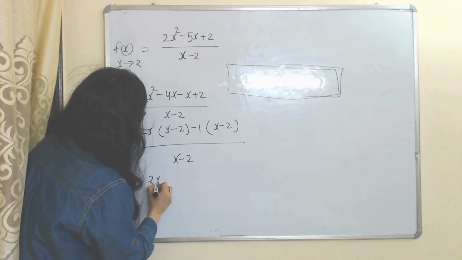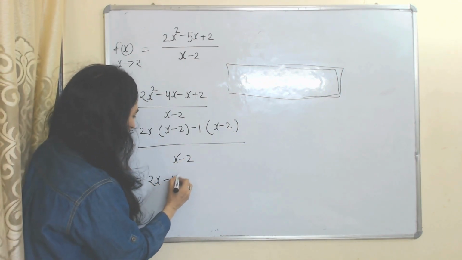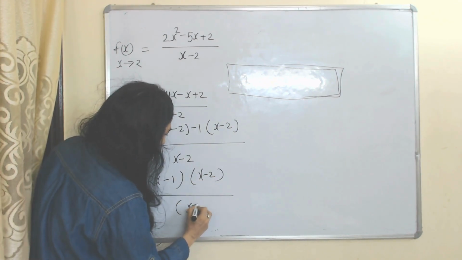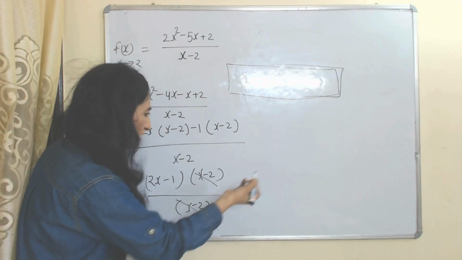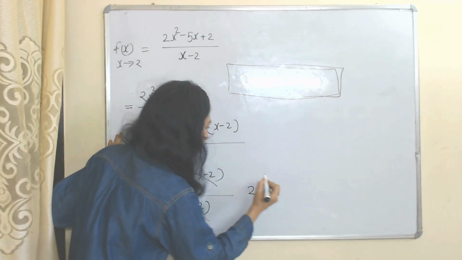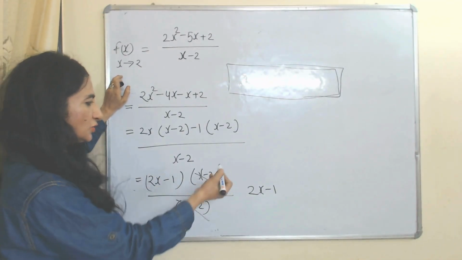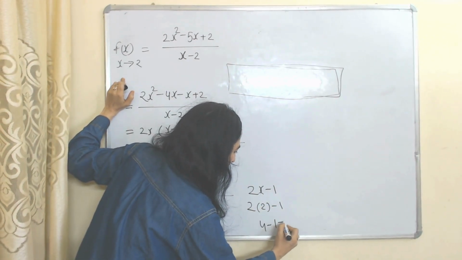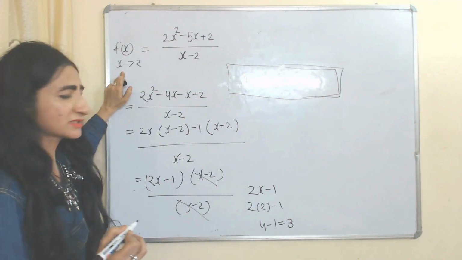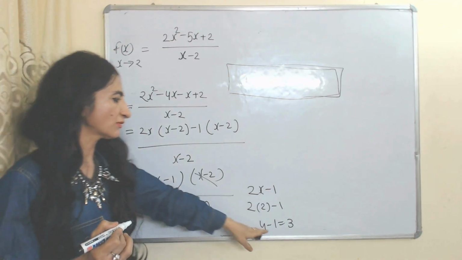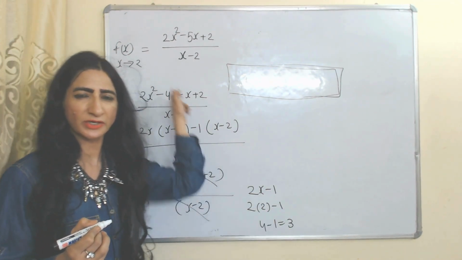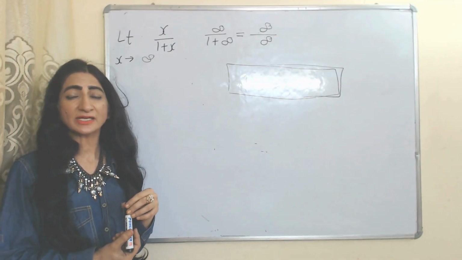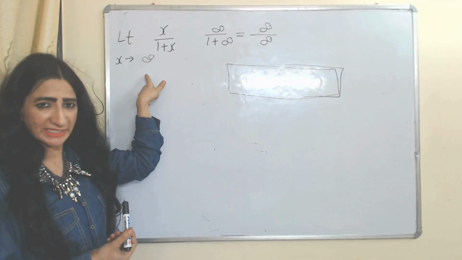It will become equal to (2x minus 1)(x minus 2) over x minus 2. The x minus 2 will cancel out, leaving 2x minus 1. Now we will put 2 in place of x. Now our function becomes equal to 3. If x approaches 2, then our function becomes equal to 3 according to the factorization method. Now we will see one question when x approaches infinity.